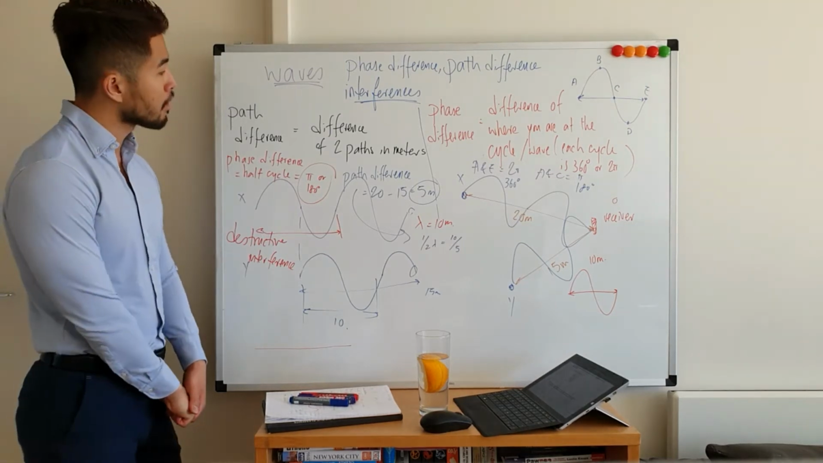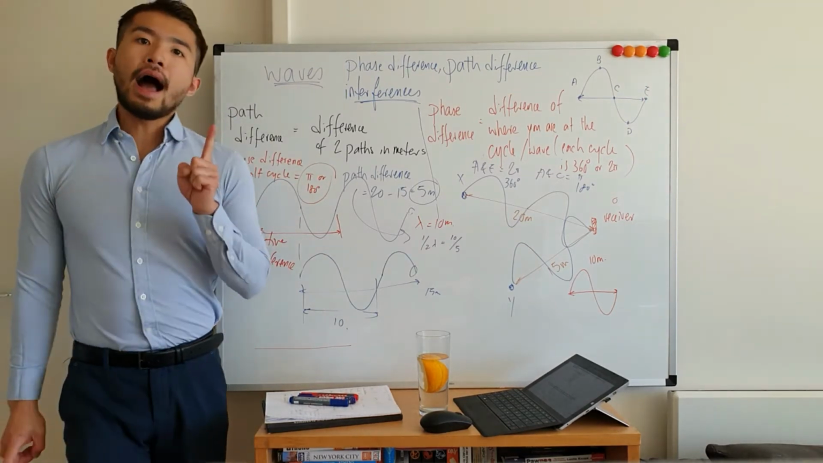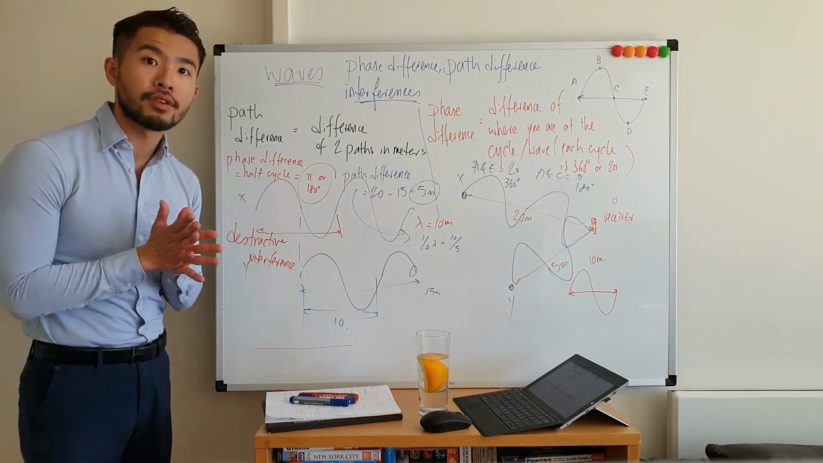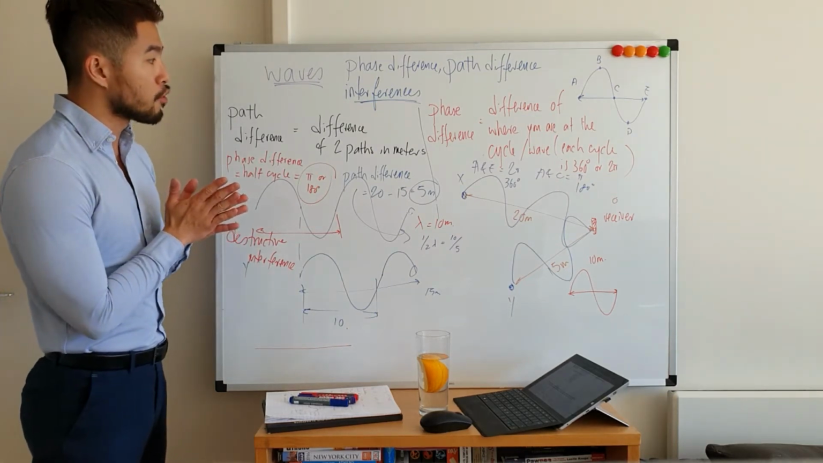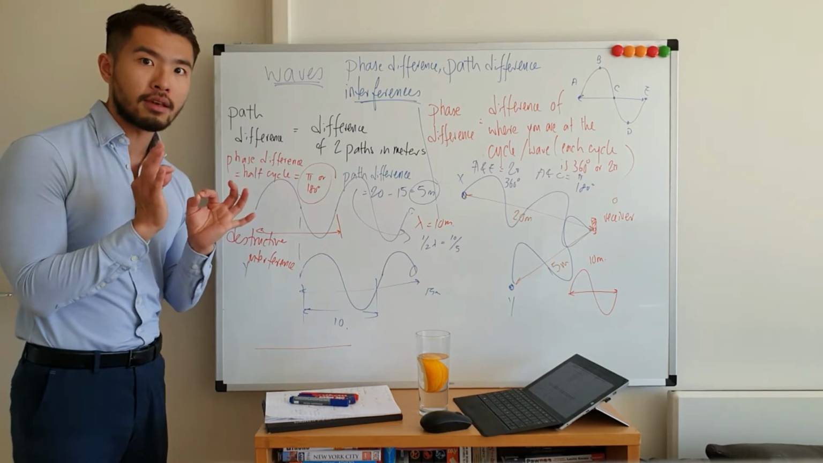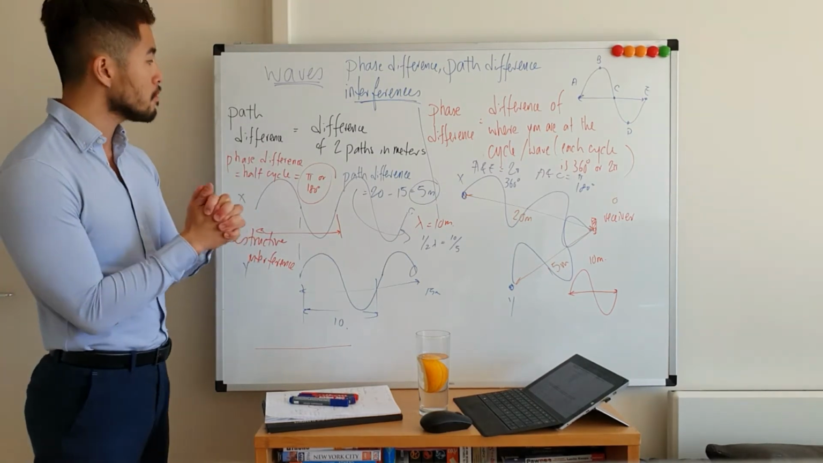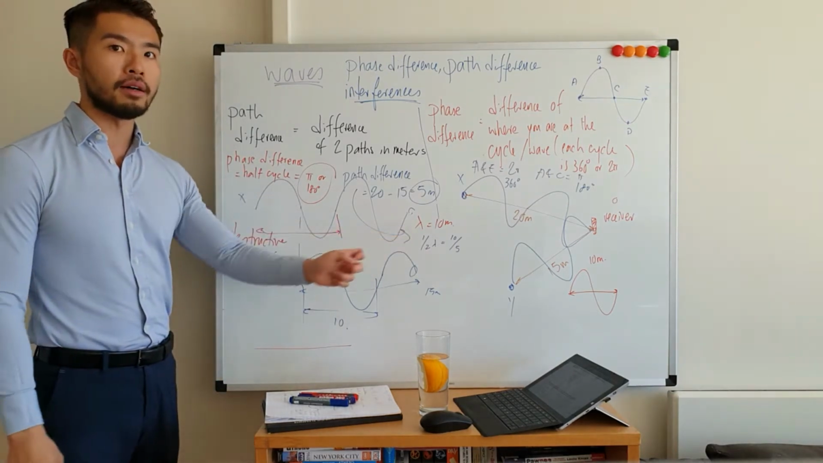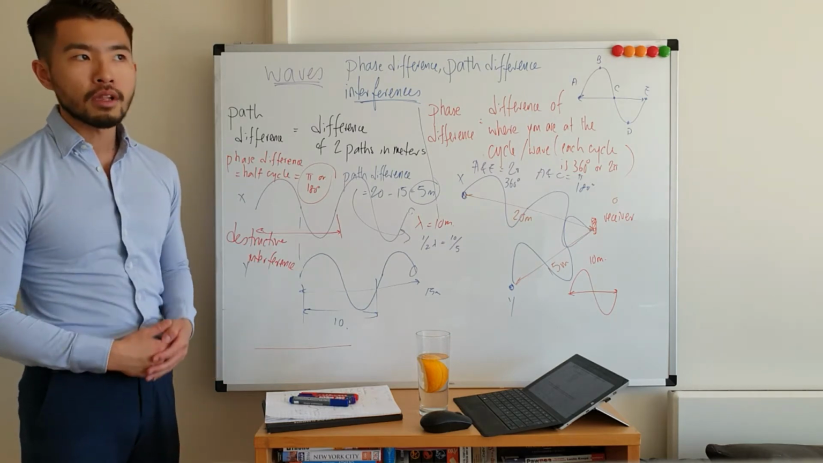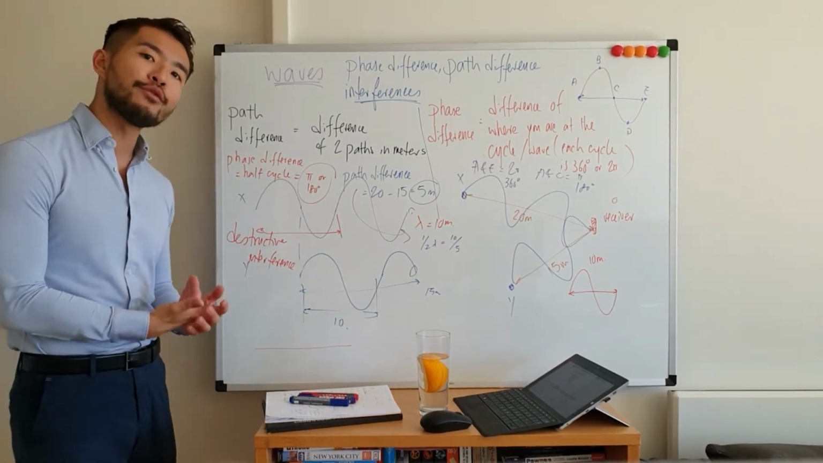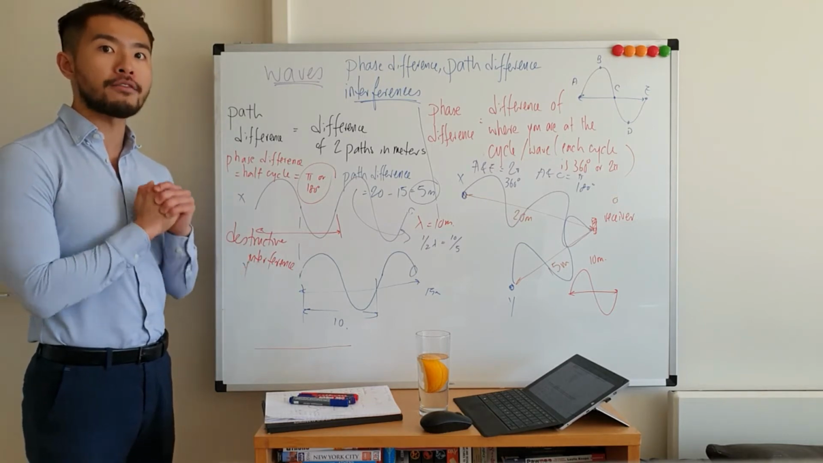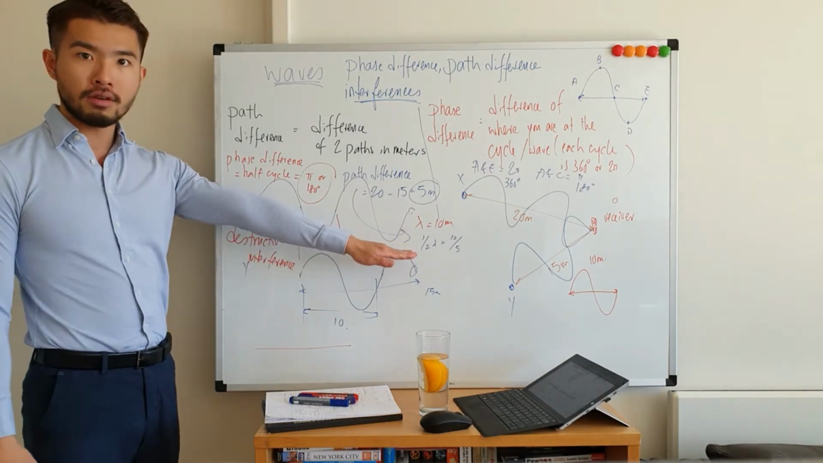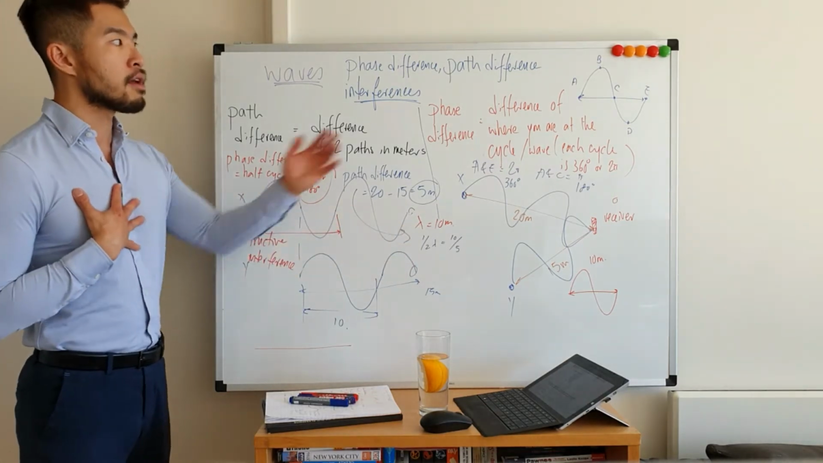Let's recap one more time. Firstly, how do you find the path difference? The path difference is the difference between the two paths the waves have taken, in meters. Path difference is very, very useful to express in terms of lambda. How many lambdas? One wavelength, two wavelengths, half a wavelength, 1.5 wavelengths.